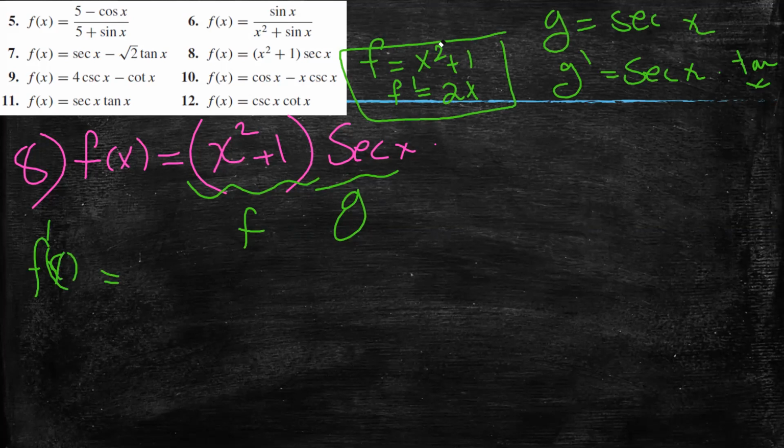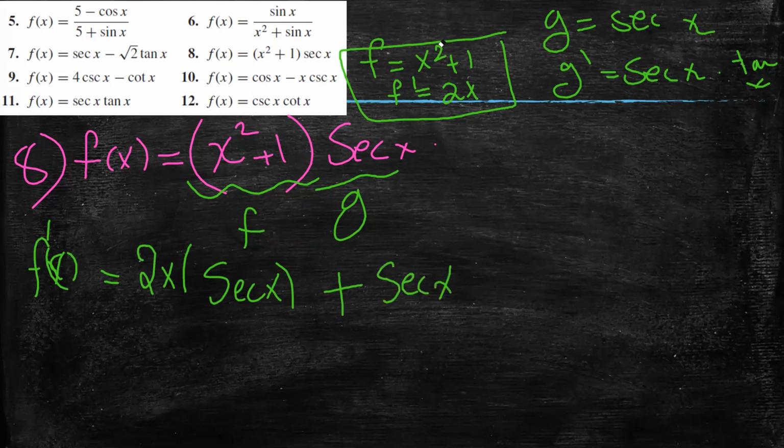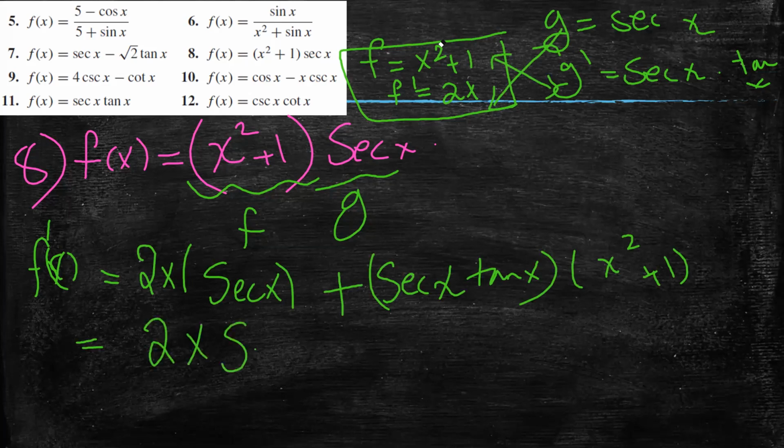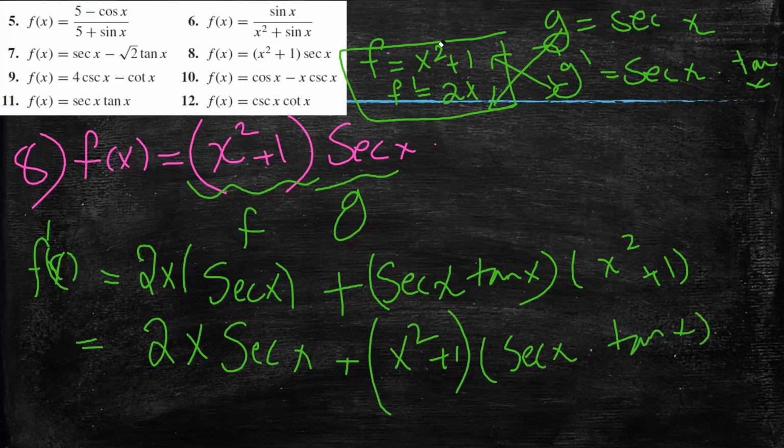F prime g. Where is f prime? F prime is 2x times g. Where is g? Times secant x, plus secant x tan x times x squared plus 1. This one times this one, and this one times this one. Okay, then it is 2x secant x, thank you, plus x squared plus 1 times secant x tan x.